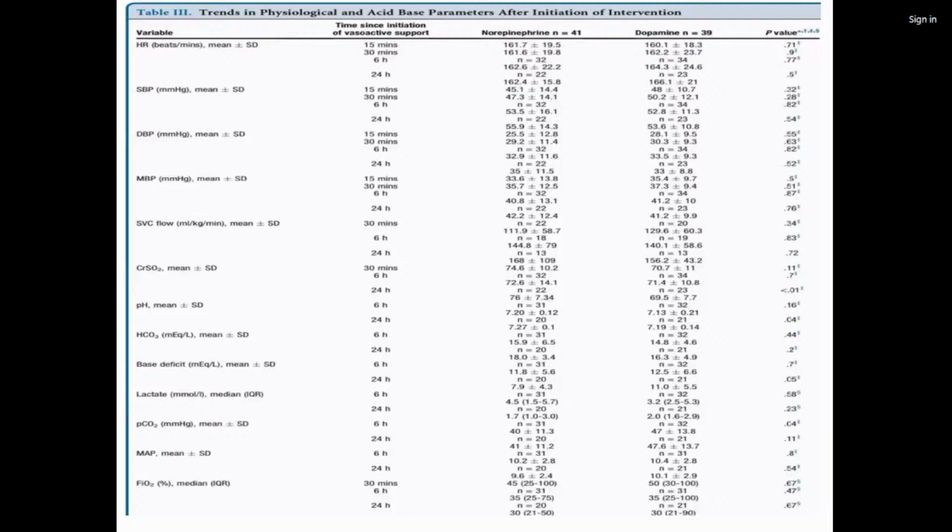So we can see heart rate and blood pressures were similar in both the groups. Mean heart rate was not statistically significant at any of the time points, but we have already found in table number 2 that there was clinical tachycardia present with dopamine. So for the rest of the things, most important, we can see cerebral tissue perfusion.